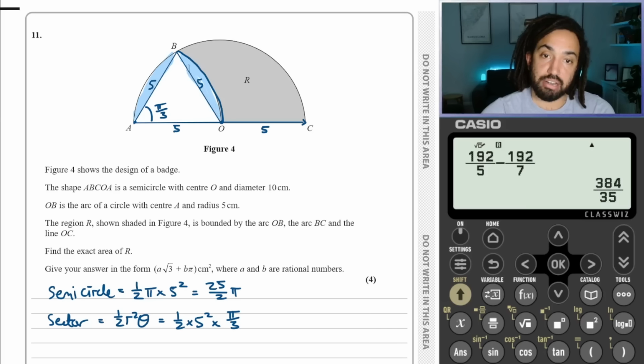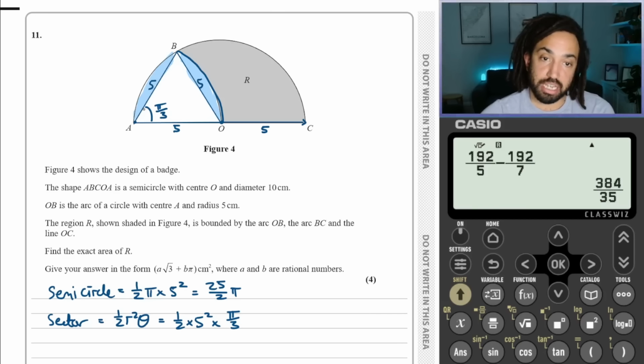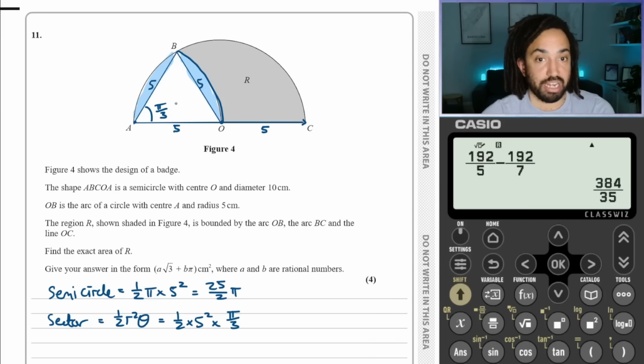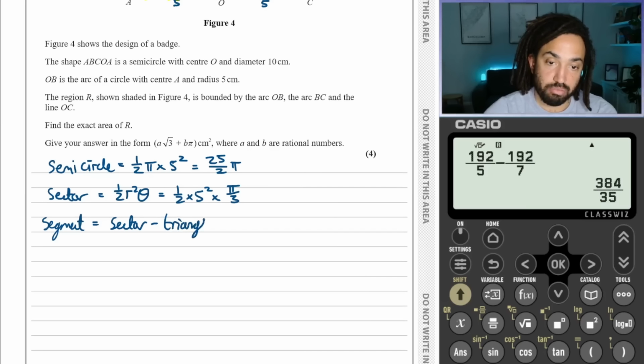Okay, now to work out the area of a segment, what you'll need to do is work out the area of the sector, which we already know, and then subtract the area of the triangle. Because if we have this whole yellow area, which we've already worked out, like so, if you subtract the area of the triangle from the yellow area, then you're left with that blue area, which is what we're looking for. So the segment is equal to the sector minus the triangle.